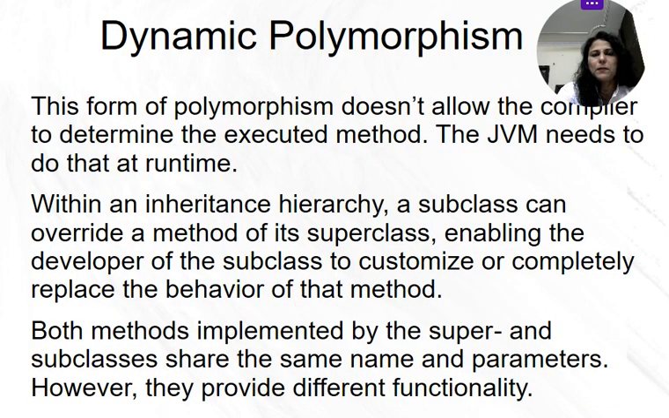So next is dynamic polymorphism. It doesn't allow the compiler to determine the executed method. The JVM needs to do it at runtime. So this is achieved when you are executing a program.